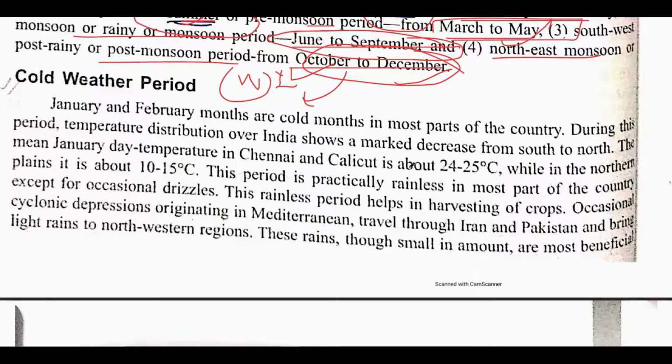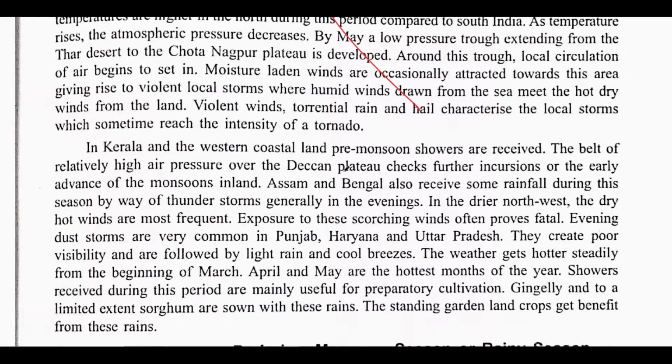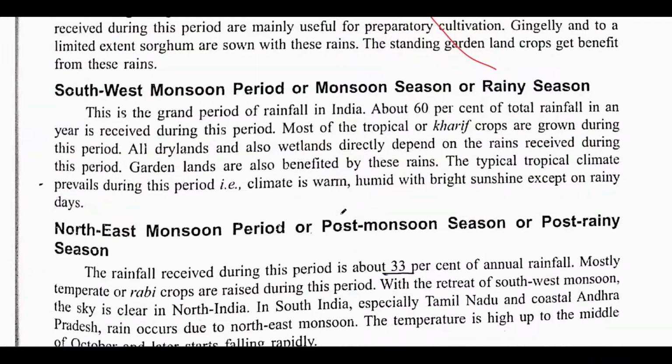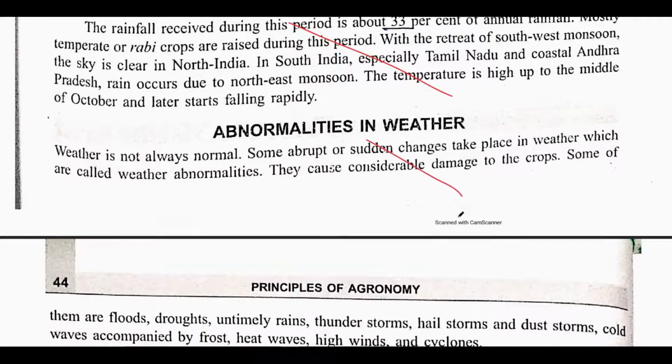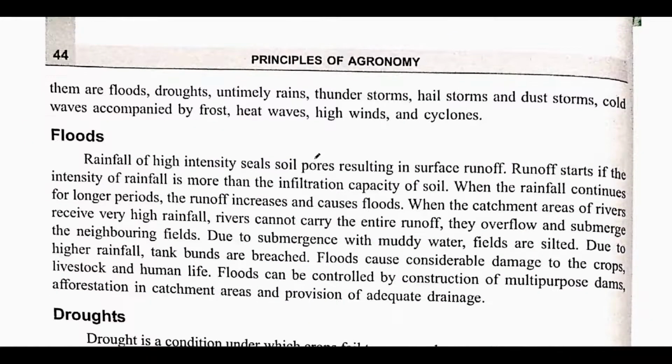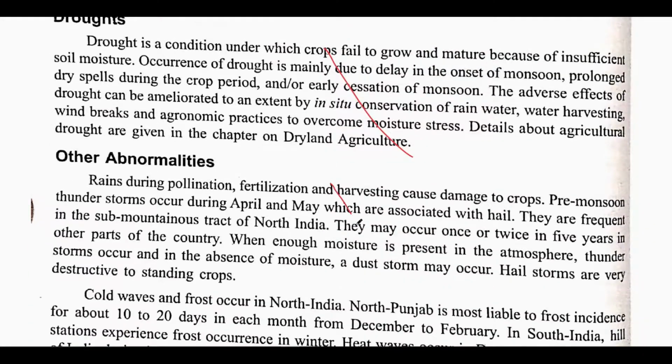Now basically it is all given how variation occurs, this is not important, you can skip this. Same with this, you can skip all this. This also can be skipped. Now the southwest monsoon, this can be skipped. Abnormalities in weather can also be skipped. These are floods, everyone knows what is a flood, what is a drought, this is not important. Other abnormalities, you can skip all this.